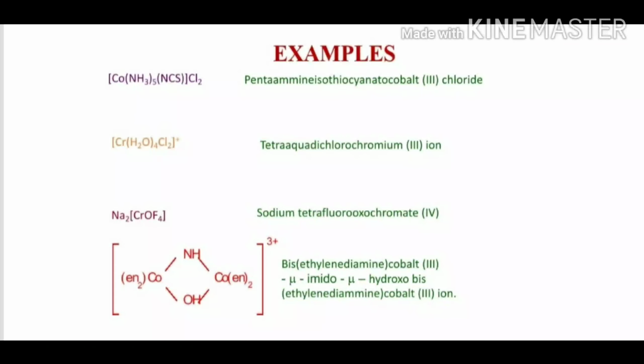We will see some examples. You see the first complex. Here two types of ligands are present, that is ammine ligands and isothiocyanato ligands. We start with pentaammine, because 5 ammine ligands are present. So pentaammine, then isothiocyanato. The next is cobalt. Next is the name of the metal, which is cobalt, and then the oxidation number.